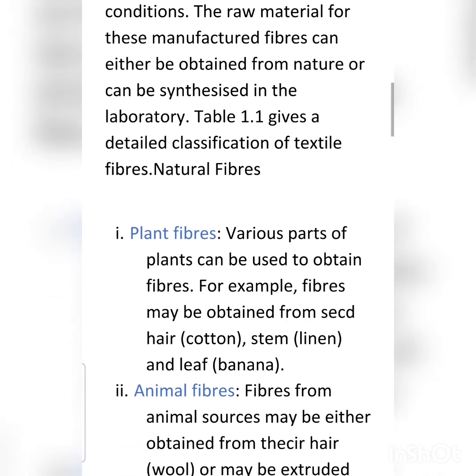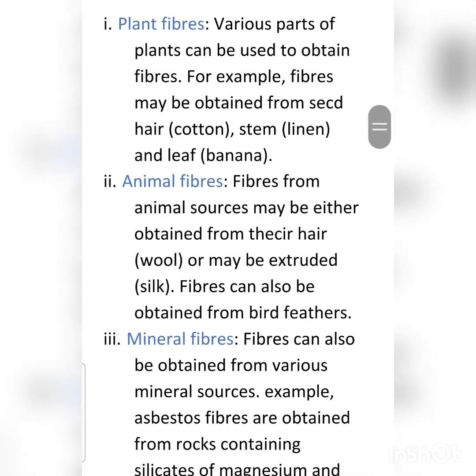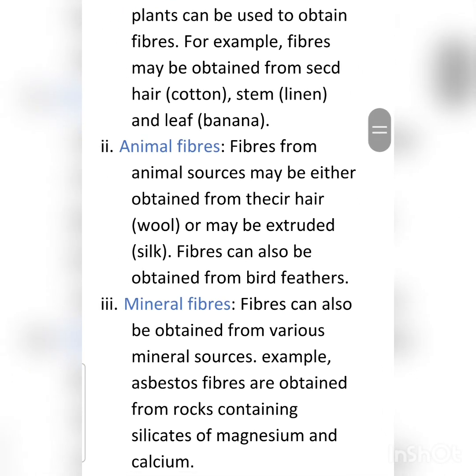Now we are going to study natural fibers. These are plant fibers. Various parts of plants can be used. For example, fibers may be obtained from seed hair, for example cotton, from the stem, like linen, and from the banana leaf, where we take fiber from the leaf part of the banana plant. Next, we have animal fibers. Fiber from animal sources may be obtained from their hair, for example wool, from the extruded form, for example silk, or from bird feathers.